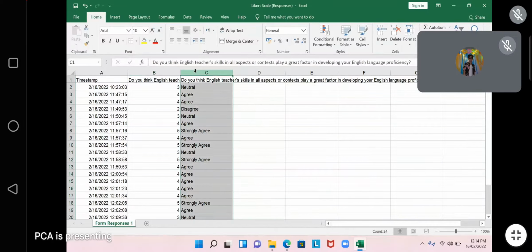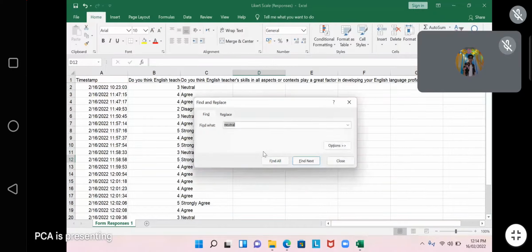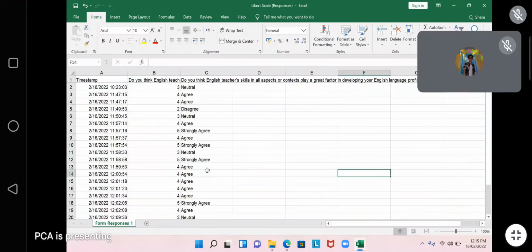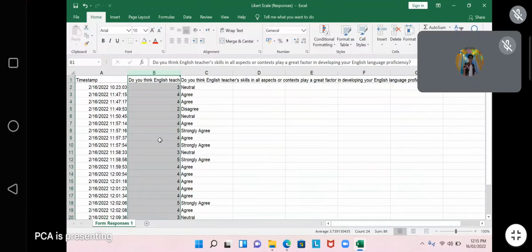Naintindihan? Okay. So ang pinipress lang doon, it's Control F, no? It will show you find and replace. Okay? So replacing neutral: highlight the column where you're replacing, neutral, and replace it with number 3, no? Pero there's no neutral anymore there. There is, but the number is already there. Did you get that? You can have this one from your Google Form, copy paste it, and then this one will be your quantitative.